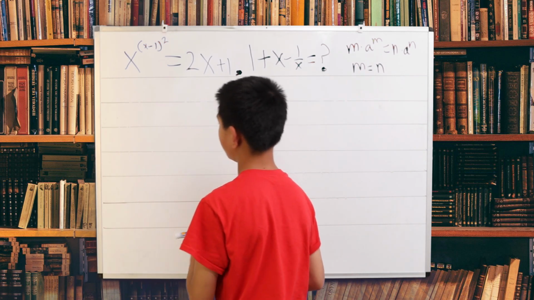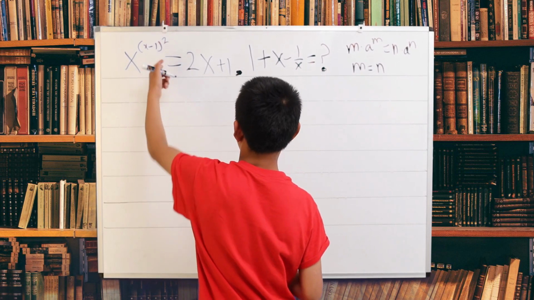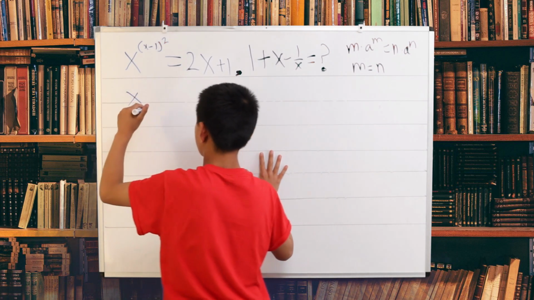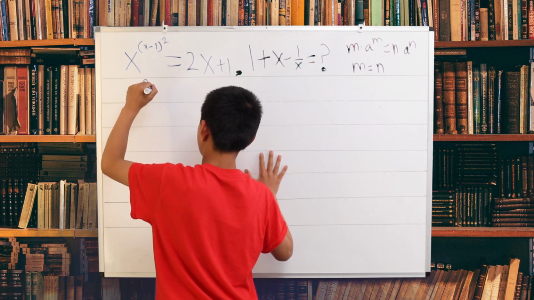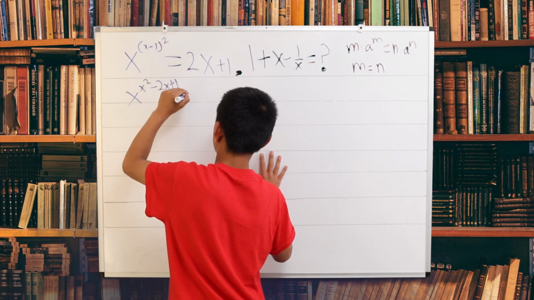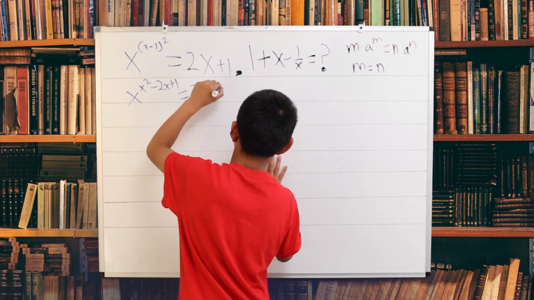The first thing we would do, which makes a lot of sense, is that we multiply this out, the top out. So it's going to be x to the power of x squared minus 2x plus 1 is equal to 2x plus 1.